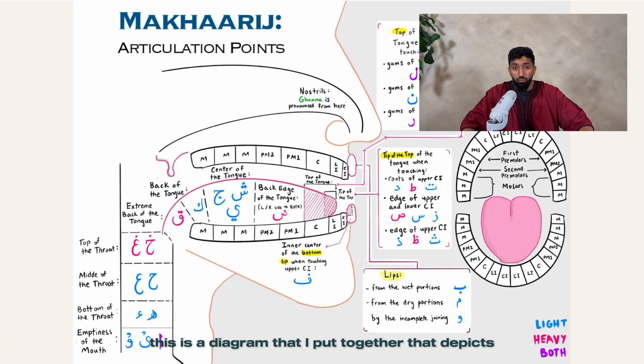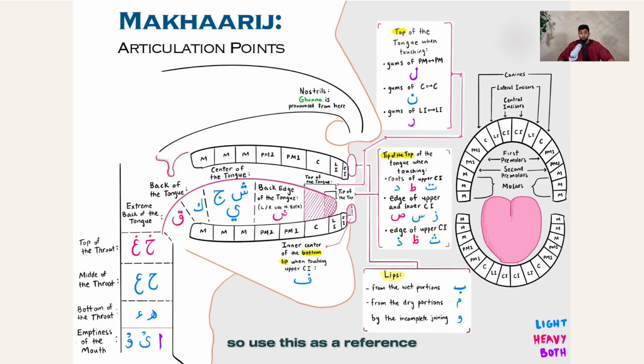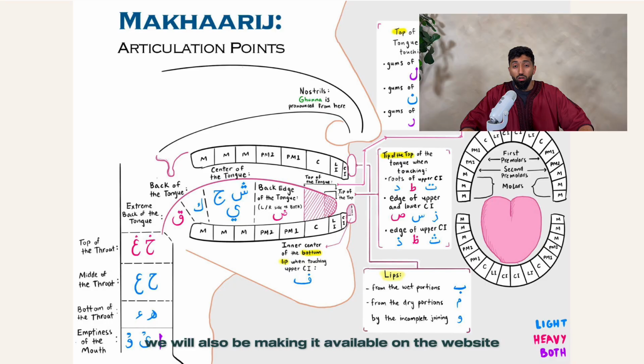This is a diagram that I put together that depicts the 17 makharij, or the 17 articulation points where letters can come from. It's based off the 17 agreed upon makharij, so use this as a reference, screenshot it, save it, but we will be dissecting this, going into depth, and we will also be referring back to this diagram a lot during our future videos. We will also be making it available on the website, so check that out.